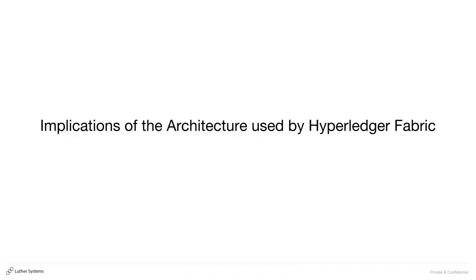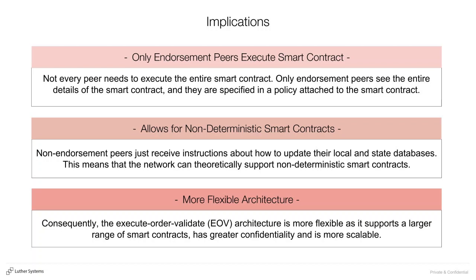So this has a few implications as opposed to the traditional order-execute architectures. So one is that not every peer needs to execute the entire smart contract. They're just applying, so only the endorsement peers need to. So not every peer needs to see the entire details of the smart contract. Only endorsement peers see that, where the endorsement peers are specified in a policy that's attached to the smart contract when you deploy the smart contract.